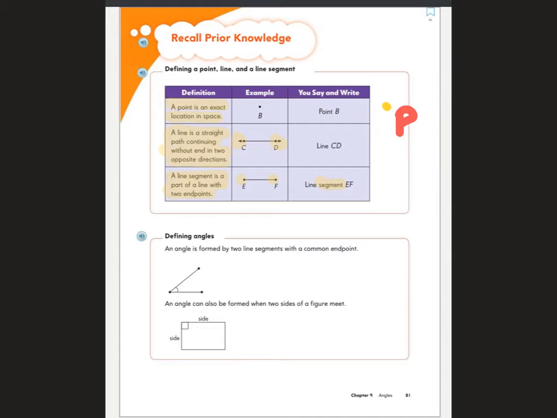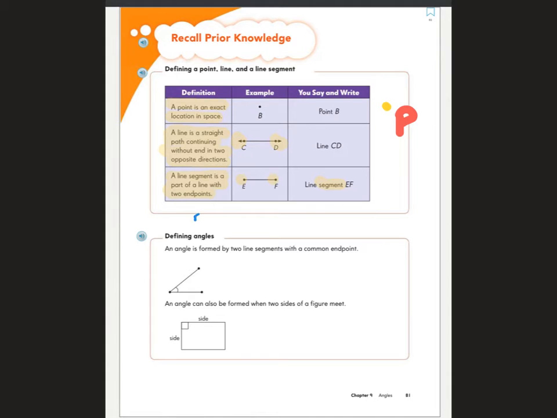Now, in your own math notebook, I want you to practice drawing these 3 things. First, draw a point and label it with a letter. Then create a line and label it with 2 letters. Don't forget the arrows. And then also draw yourself a line segment and label it with 2 letters. I'm going to try it too. Pause the video now to try it on your own. Once you're done, hit play and let's see if our answers look the same.